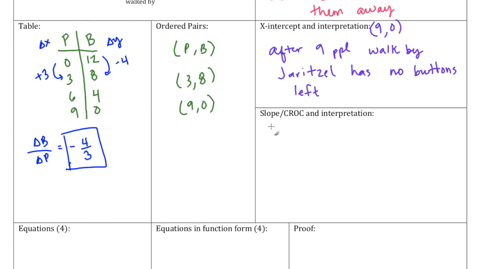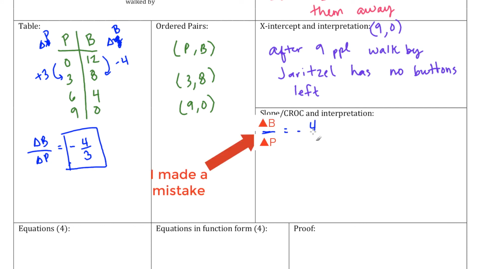So that's -4. Oh, this isn't change in Y. I'm not sure why I didn't catch this. This is the change in B, and this is the change in P. So change in B over the change in P is -4 over 3, which is -1.33 repeating. Now let's interpret that.